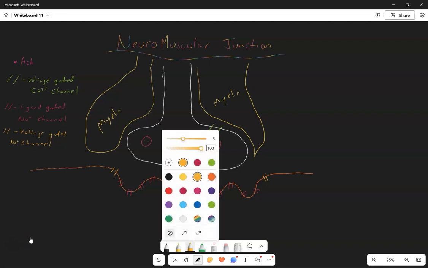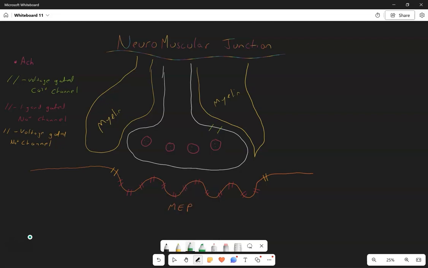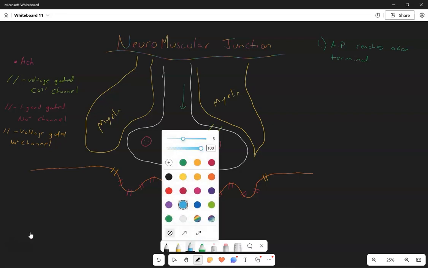All right, so now what's going to happen? Remember that in the motor neuron, when we generate the action potential, the action potential propagates down the motor neuron. And because this is a myelinated neuron, it's going to use saltatory conduction. We're going to say the action potential reaches the axon terminal. So that's where we're going to start. If you don't recall how action potentials are generated in neurons or how they propagate down a neuron, make sure that you go back and watch those videos.